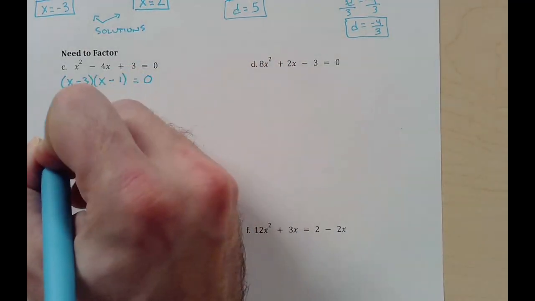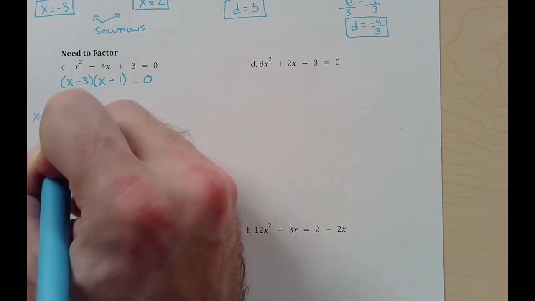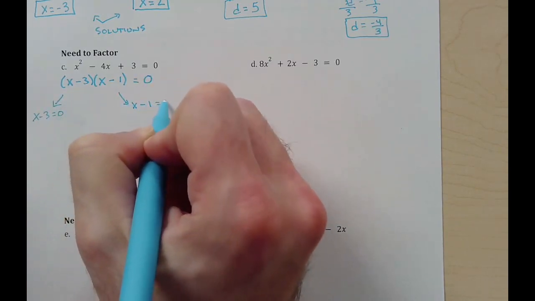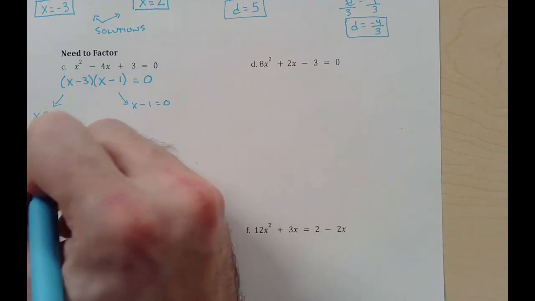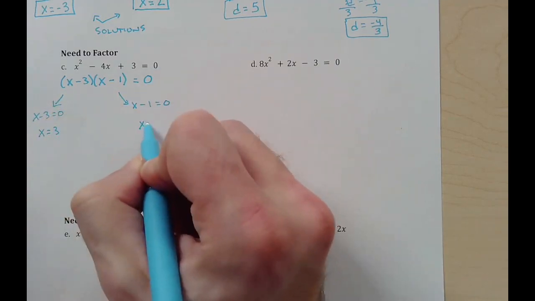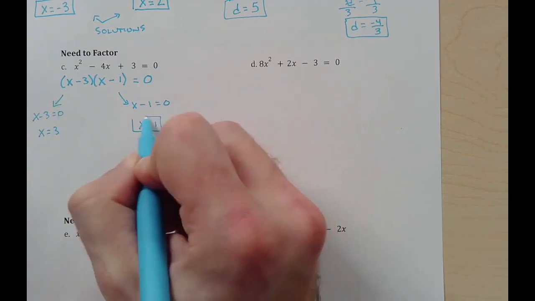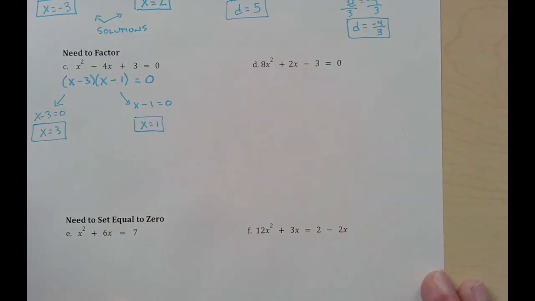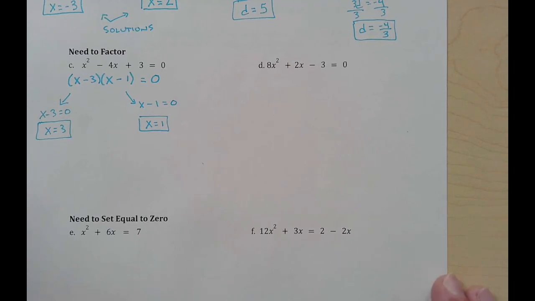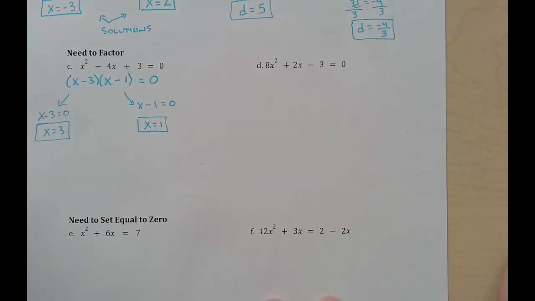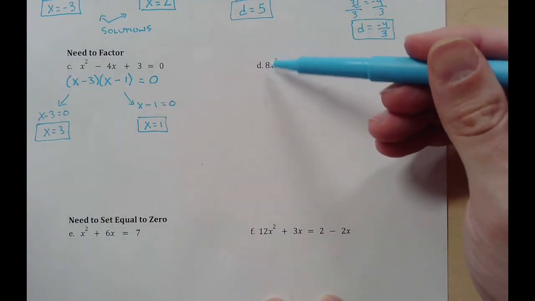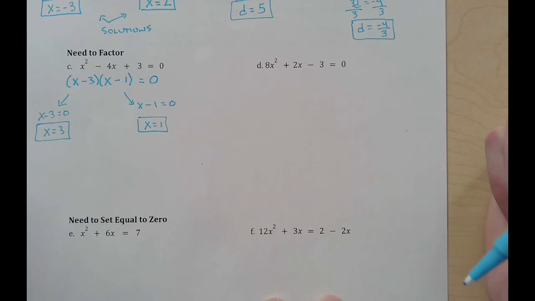So I want to know when does x minus 3 equal 0 and when does x minus 1 equal 0. Mental math tells us x equals 3 and x equals 1. And those will be my two solutions to that quadratic equation. Alright, looking at D, again, not factored like before, so we have to do that on our own. I don't have an a value of 1, so I'm going to go generic rectangle.